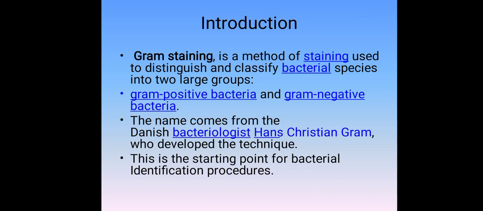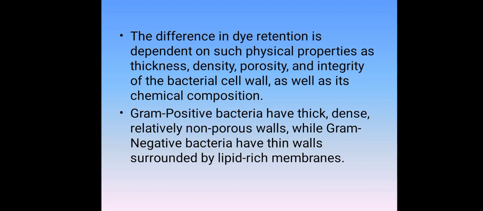This technique is also known as a differential staining procedure, which differentiates bacterial strains into two different groups. The difference in dye retention depends on physical properties such as the thickness, density, porosity, and integrity of the bacterial cell wall, as well as its chemical composition.